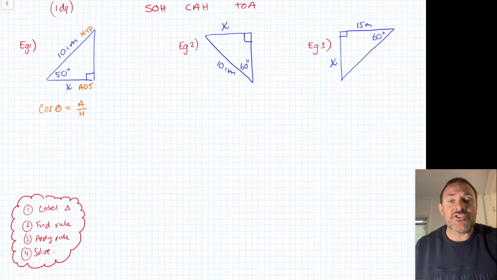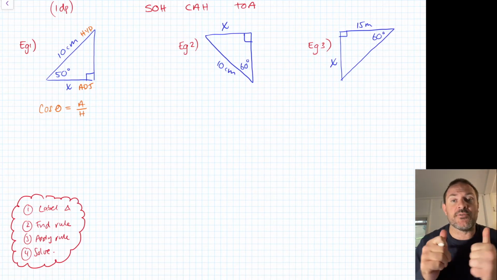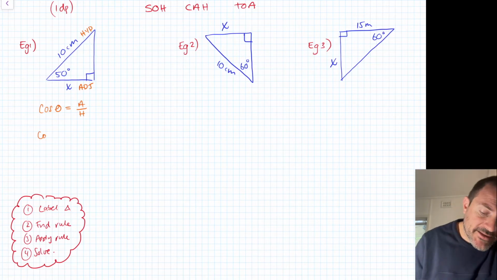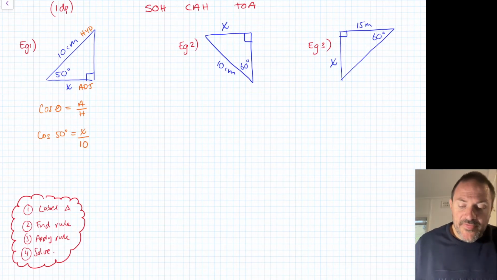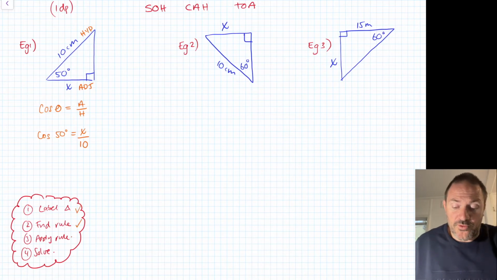No, you don't need to write that down. If you want to sub straight into it, go for it. But I'm going to now sub into it. Cos 50 degrees equals my adjacent, which is x, over my hypotenuse, which is 10. Now, I've labeled, I've found the rule, I've applied the rule. We now need to solve.